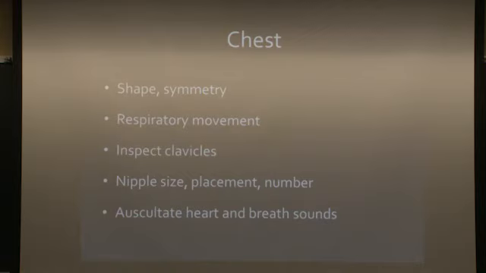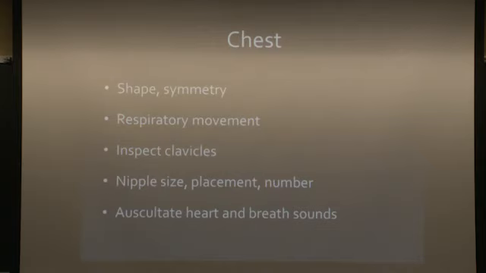Malformations of the chest include pectus excavatum, which is like a sunken chest. You're going to be checking for the shape and symmetry. Look for any retractions or unequal movement, or check for fractures of the clavicle or crepitus, which is the noise that you make when you move, cracking, crunching noises. The nipples should be well formed and symmetrical, and look for any accessory nipples. Preterm infants will typically have less breast tissue. And of course, you'll be auscultating the heart and the breath sounds.